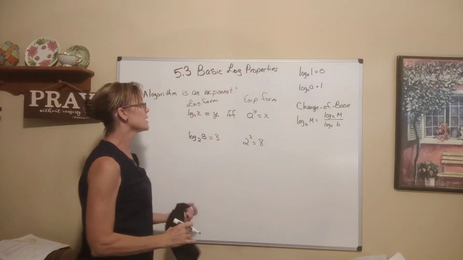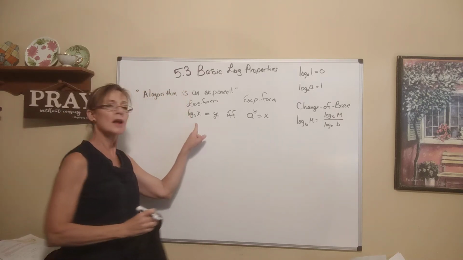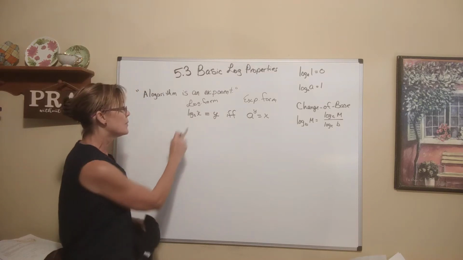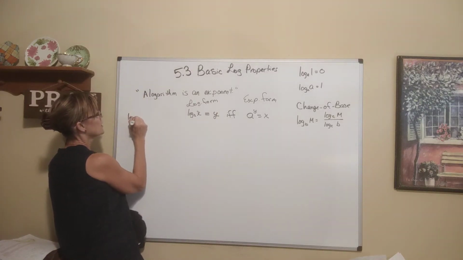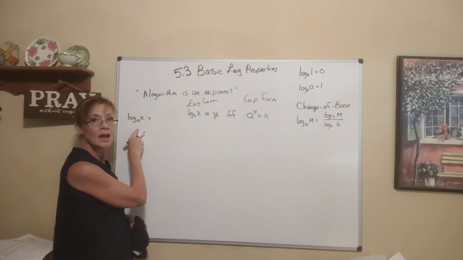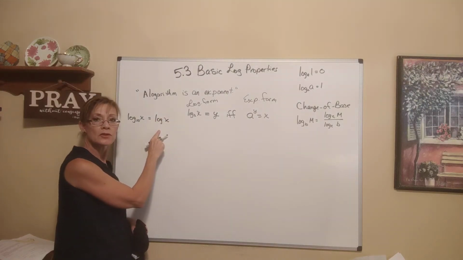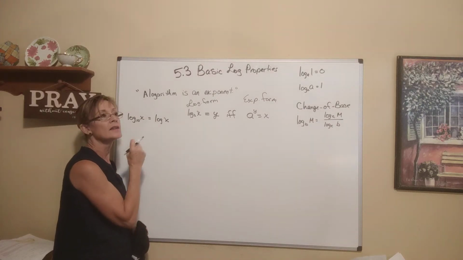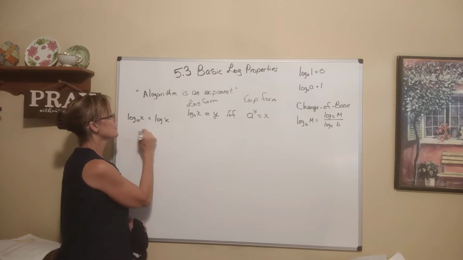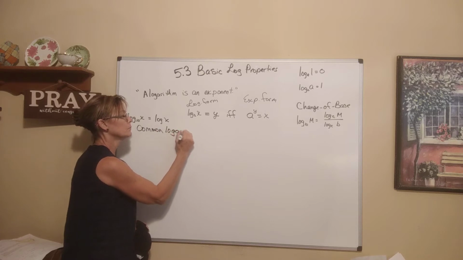Now, here are two little statements I need to make about logs. There are a couple of special bases. If we have log base 10 of x, when the base is 10, we generally write this without writing the number 10. We write log x. These mean the same thing. If you see the log of something and they do not write the little subscript base, it is understood to be base 10, and this is known as the common logarithm.